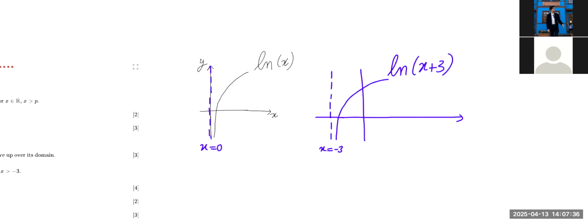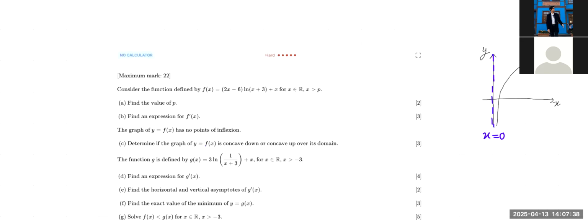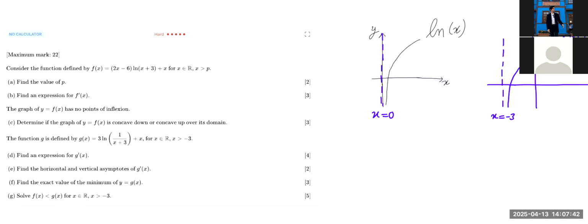So that tells us that p must be negative 3. Does that make sense? Yeah. So x has to be more than negative 3, therefore p is negative 3. Okay, that's done. Now, part B says find an expression for the derivative.